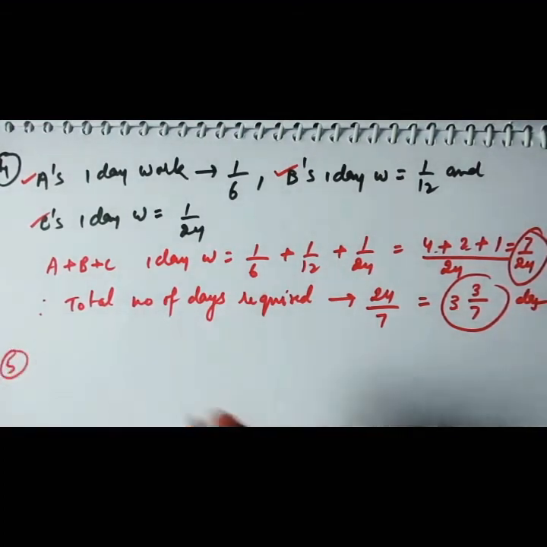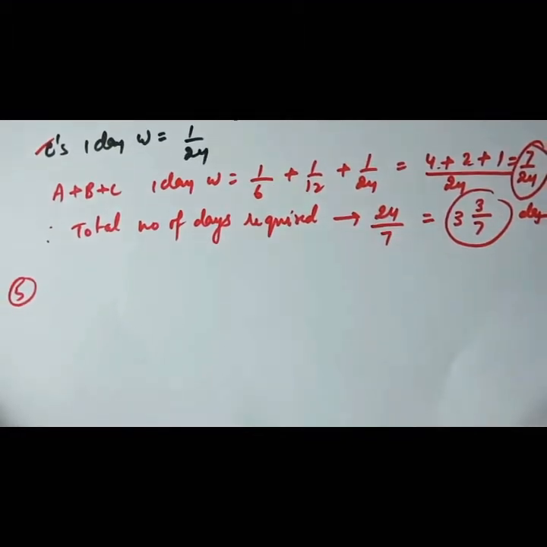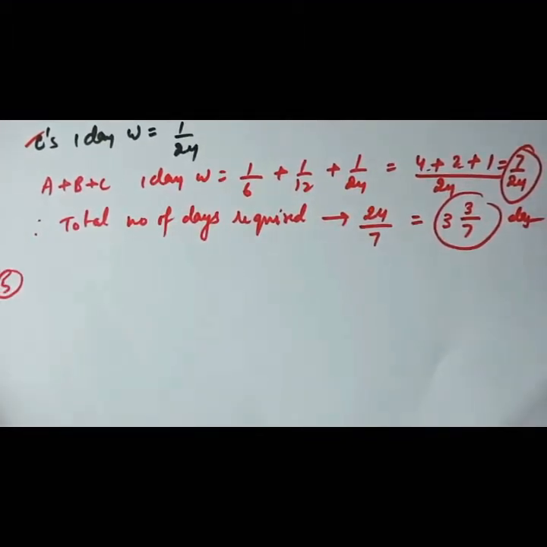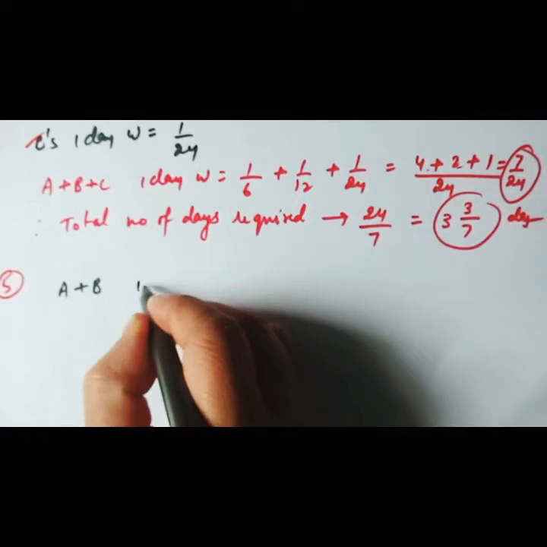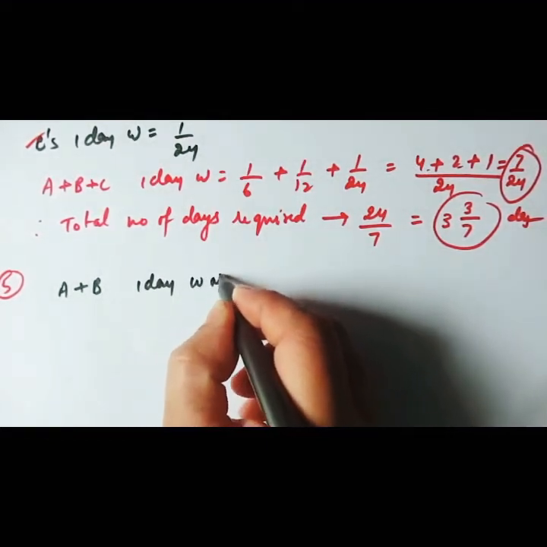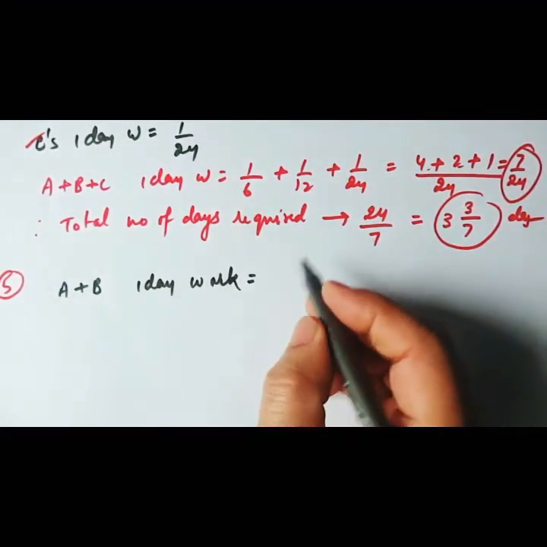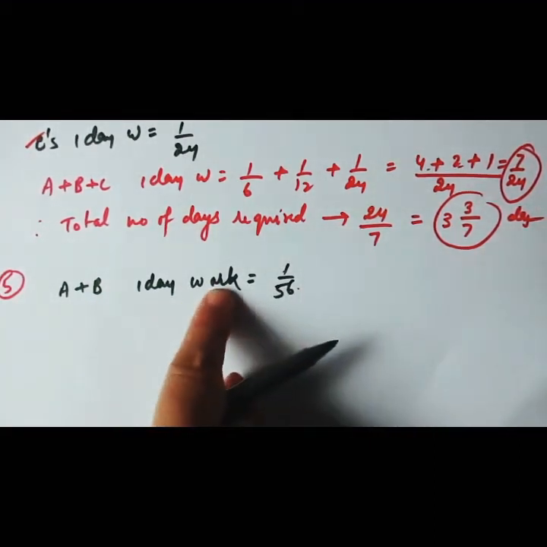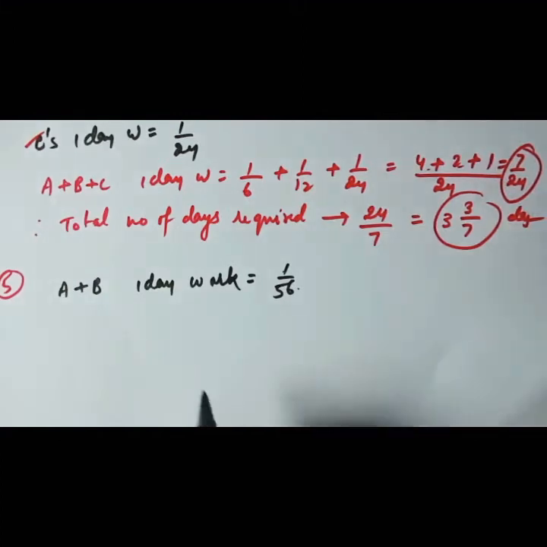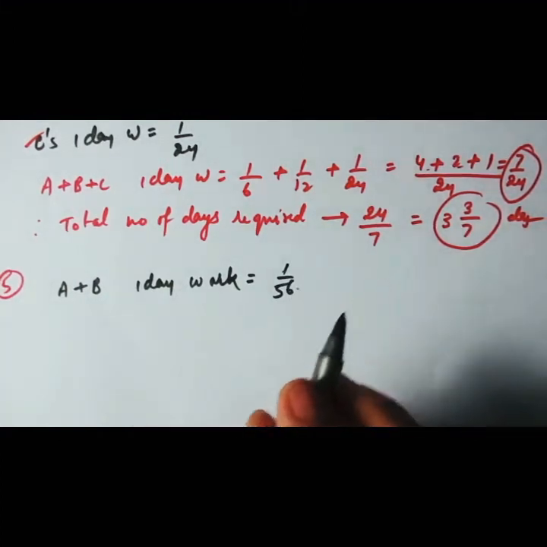Let me see if we have something different or something great in number 5. What great do we have in number 5? A and B working together can mow a field in 56 days. So A and B's 1 day work will be equal to how much? Will be equal to 1 by 56. Clear? Because A and B can complete the piece of work in 56 days. So the one day's work will be 1 by 56.